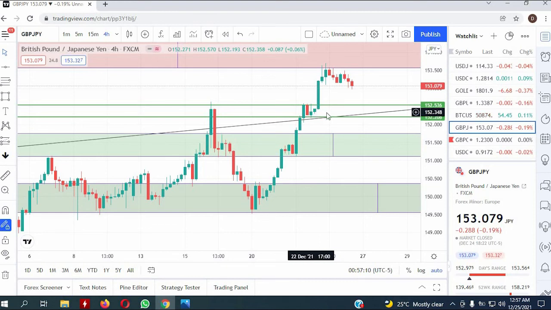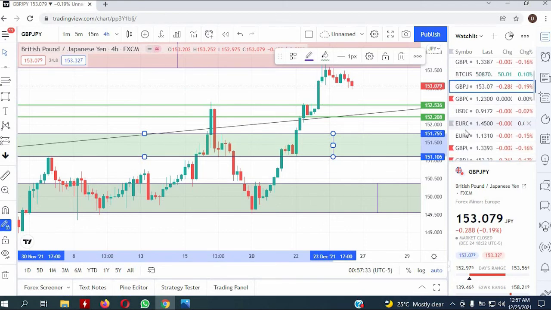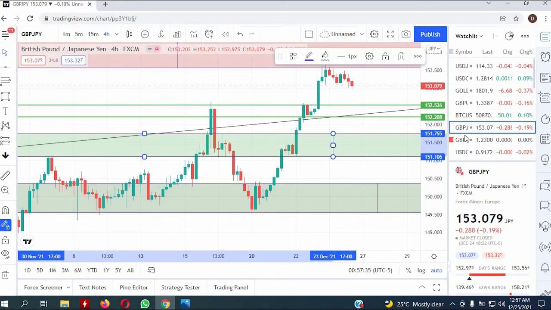Now if you're a day trader, the GBP JPY is expected to pull back into this area for support. Now if this area fails to support the GBP JPY, it will push further down into this area at 1.51752, 1.51106. Now that's it for the GBP JPY. Let's move over to the EUR USD.